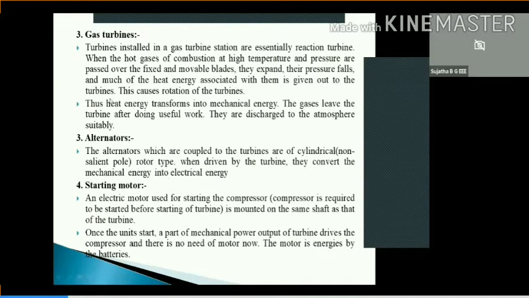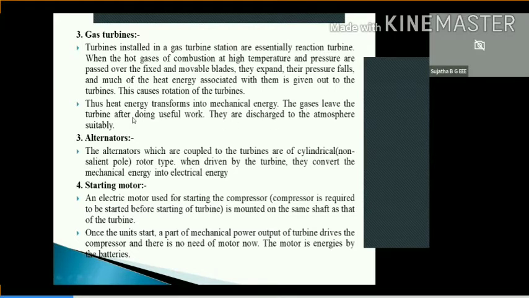Okay, now gas turbines, the third component, we have the gas turbine. Turbines installed in a gas turbine station are essentially reaction turbines. So it mainly works on the principle of Newton's third law of motion, which states that action and reaction are equal and opposite. When the hot gases of combustion at high temperature and pressure are passed over fixed and movable blades, they expand, their pressure falls, and much of the heat energy associated with them is given to the turbines. This causes a rotation of the turbines. So thus heat energy is transferred into mechanical energy.